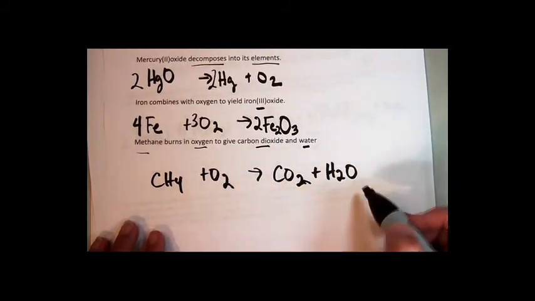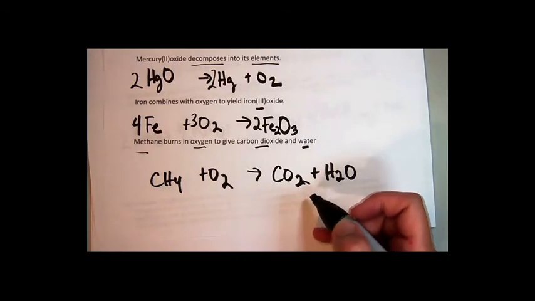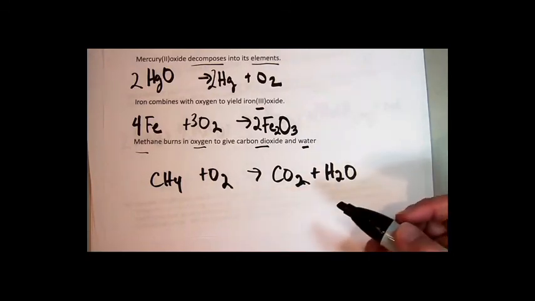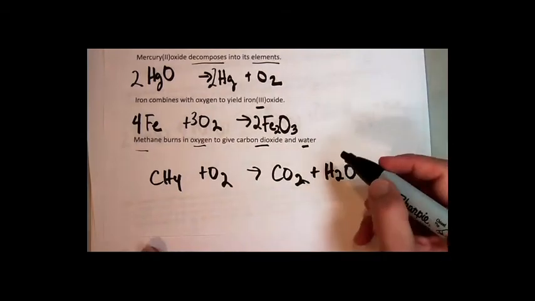But for now, you should just be able to write it down and balance it so you can recognize this is a combustion reaction. The product of combusting an alkane, a hydrocarbon, with oxygen gives carbon dioxide and water. Okay, and so I'll balance this. You should try to do it yourself.